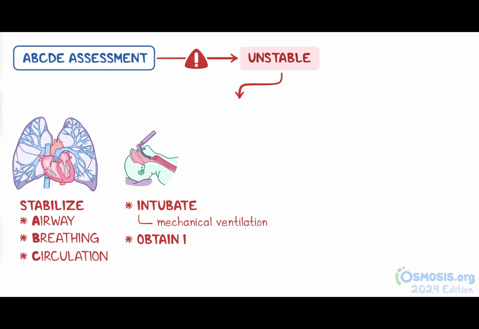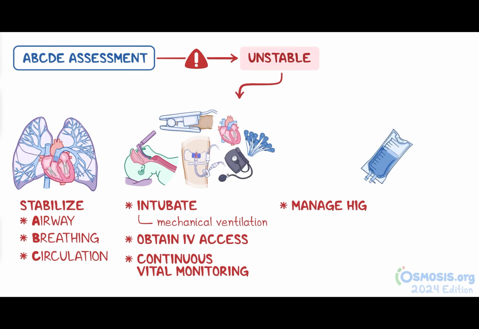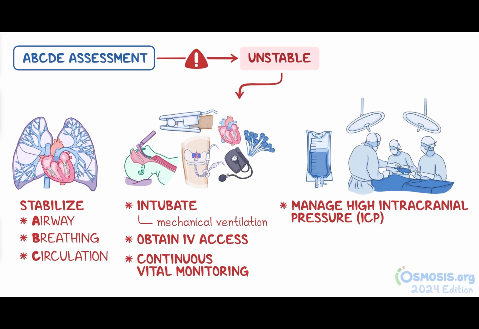Next, obtain IV access. Consider starting IV fluids, and don't forget to put your patient on continuous vital sign monitoring, including heart rate, blood pressure, and pulse oximetry, as well as cardiac telemetry. Finally, you might need to manage high intracranial pressure, especially in individuals with hemorrhagic stroke.